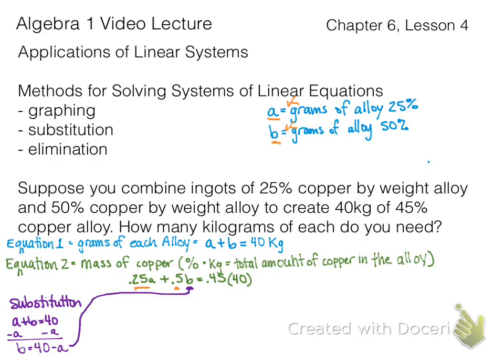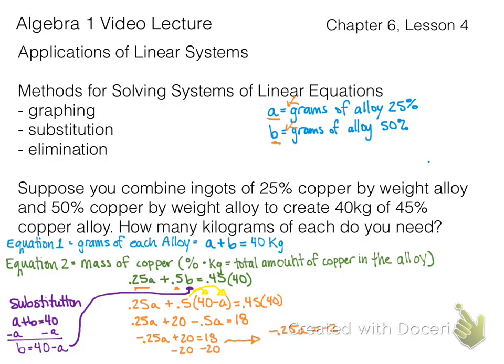Plug 40 minus A in for B, and I'm going to get 0.25A plus 0.5 times 40 minus A equals 0.45 times 40. I need to distribute, and I'm going to get 0.25A plus 20 minus 0.5A equals 18. I'm going to simplify a little, subtracting my like terms. 0.25A minus 0.5A is negative 0.25A. And then I'm going to solve for A.